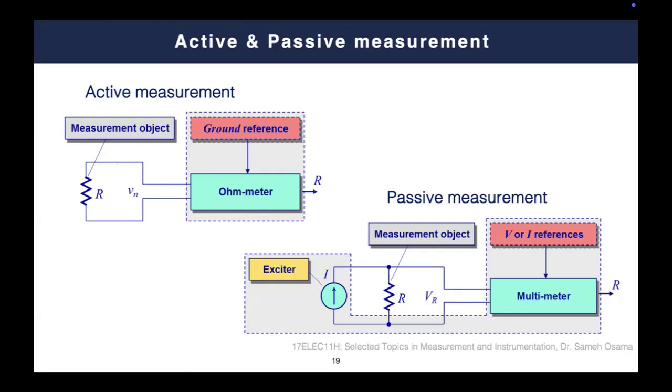to get the resistance. So basically, this block diagram, which is the ohm meter, includes internally a voltage source or a current source, so that it is capable to induce voltage and current in the resistance and measure the resistance. And this is what we call the active measurement, because your sensor is active. It includes a voltage or a current source.